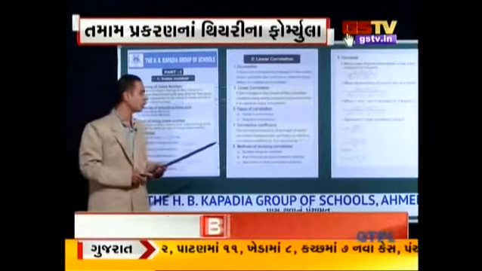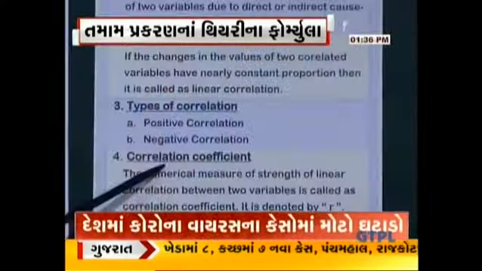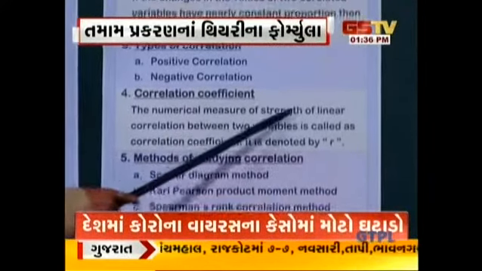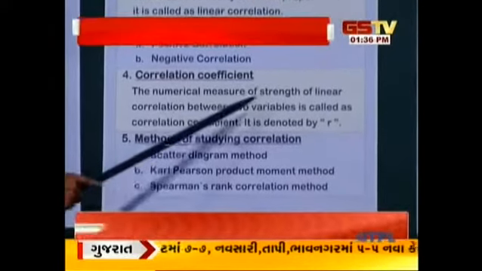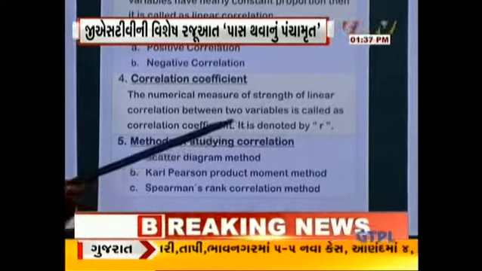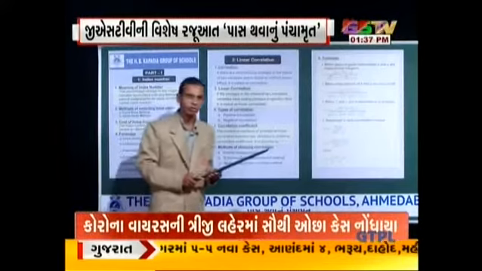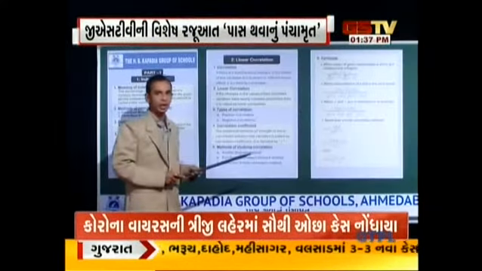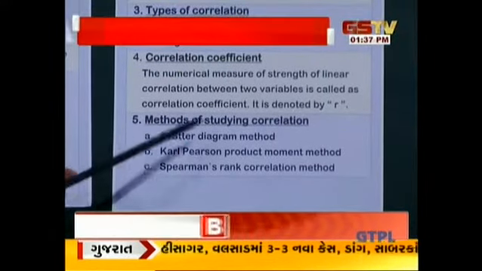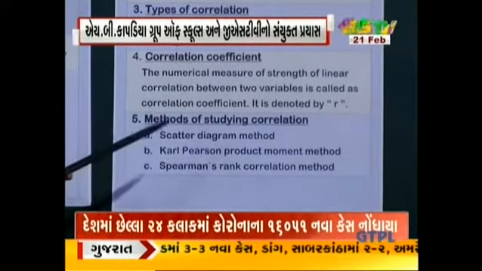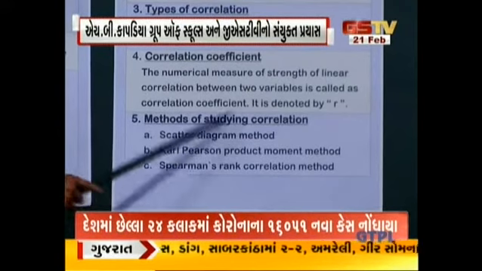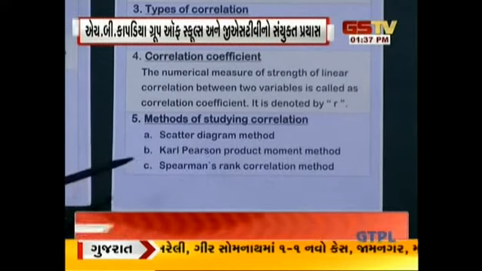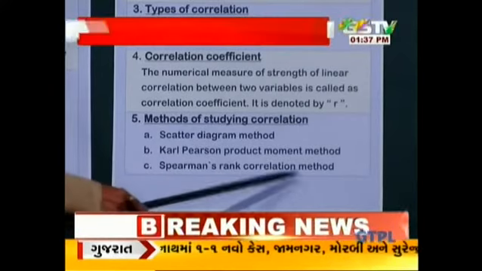To measure the correlation, we have to find the correlation coefficient. The numerical measure of strength of linear correlation between two variables is called the linear correlation coefficient. It is denoted by R. There are three methods to calculate the correlation coefficient. Number 1, scatter diagram method. Number 2, Karl Pearson product moment method. And number 3, Spearman's rank correlation method.